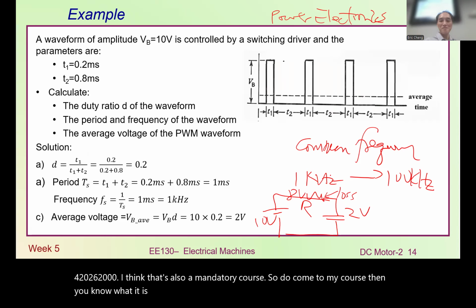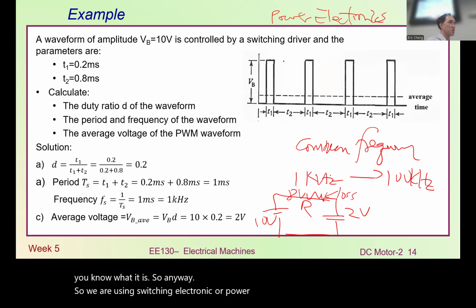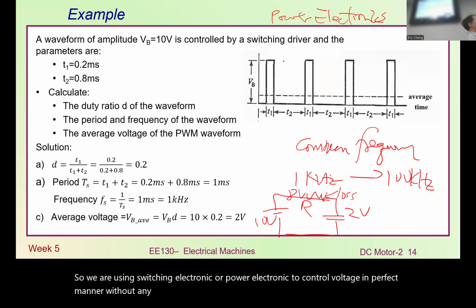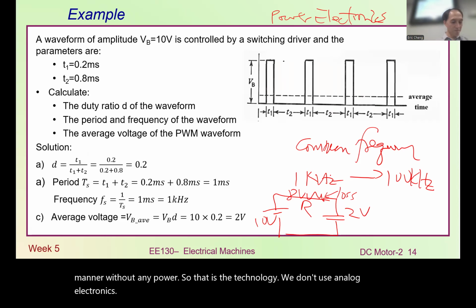So anyway, we are using switching electronics or power electronics to control the voltage in a perfect manner without any power losses. So that is the technology. We don't use analog electronics.